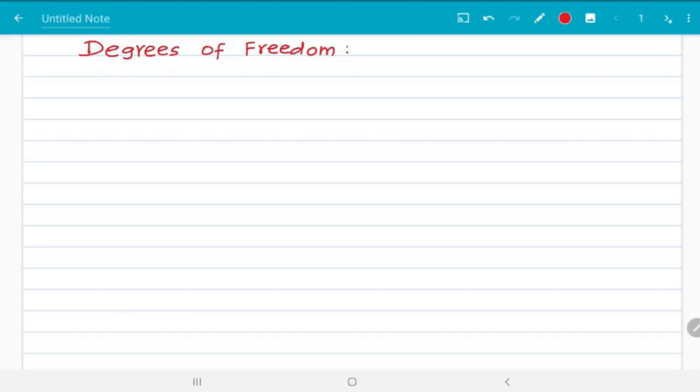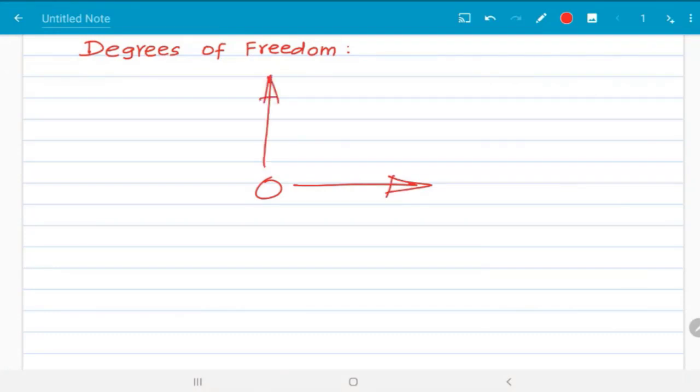Degrees of freedom. See, degrees of freedom is nothing but possible motion. That's all. Possible motion. Take any object, take your duster in the classroom. I can move this duster in the x direction. I can move the duster in the y direction. These are all degrees of freedom. Very simple. So possible independent motions are nothing but degrees of freedom.